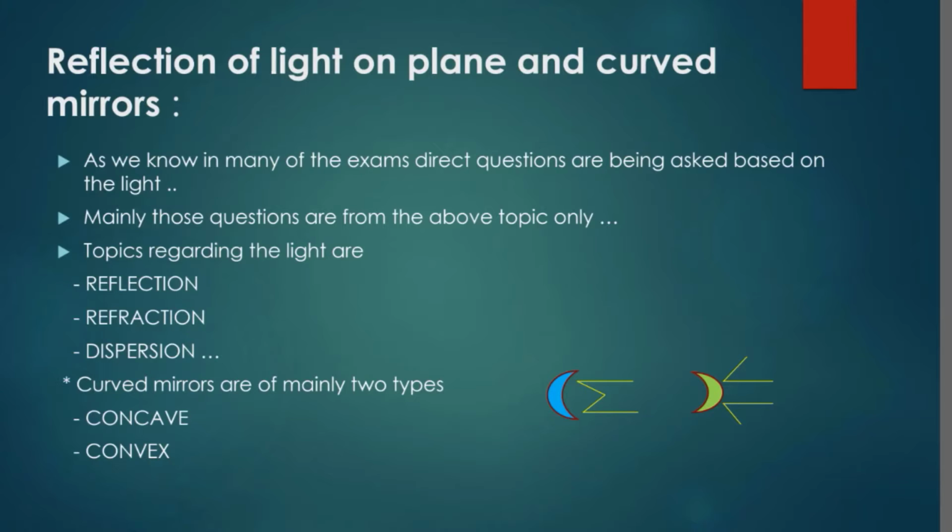As we know, in many competitive exams, direct and indirect questions are mainly based on light. Those questions are from the above topic. As I said, the topics regarding light are reflection, refraction, and dispersion. First, go to reflection.